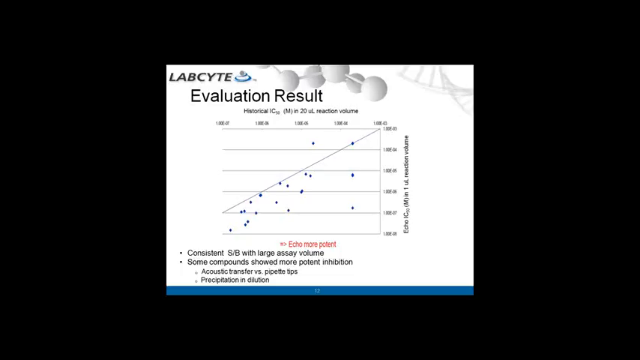The reason for that, we think, could be, 1, acoustic transfer versus pipette tips. Some hydrophobic compounds could absorb to tip surface and be lost during dilution. This could for sure cause inaccurate IC50 with a pipette-based liquid handling system. Also, precipitation during dilution. When compound is diluted in aqueous buffer first, then transferred into the assay, compound could be precipitated in the aqueous buffer. Therefore, it causes unreliable IC50.